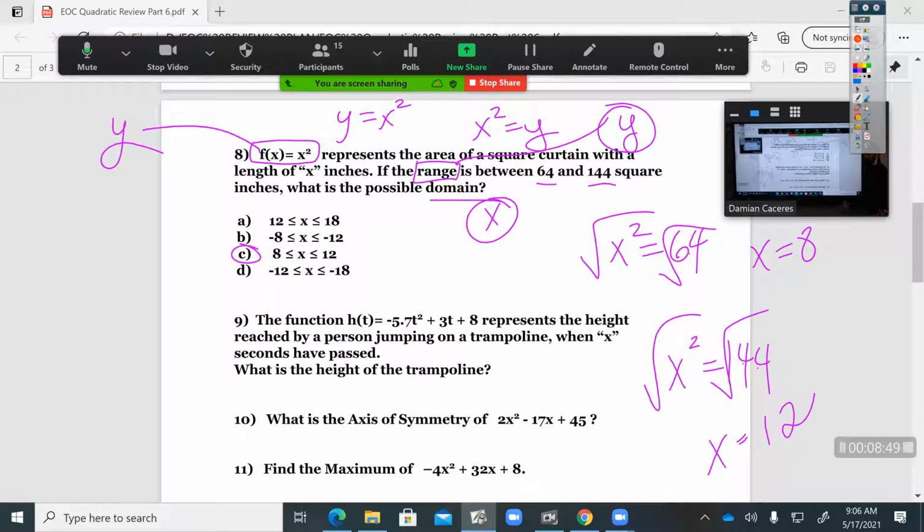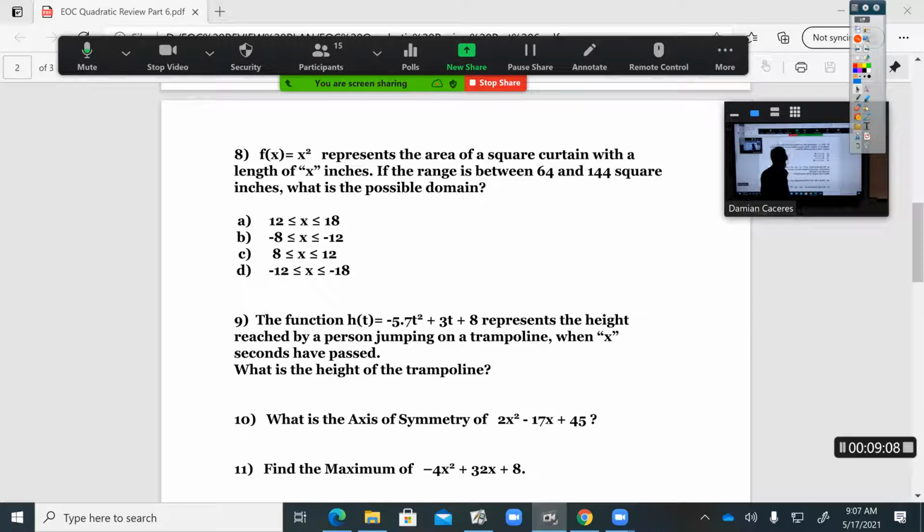That tells you the answer is C, because the lowest possible x value is 8 and the highest possible x value is 12. Copy it down. All right, let's move on to number 9.